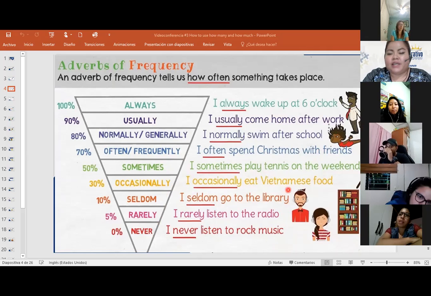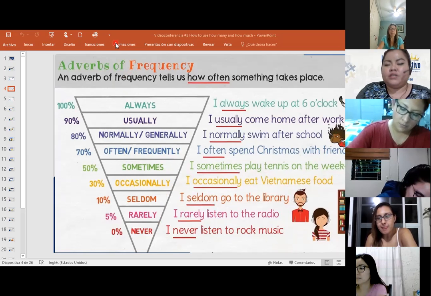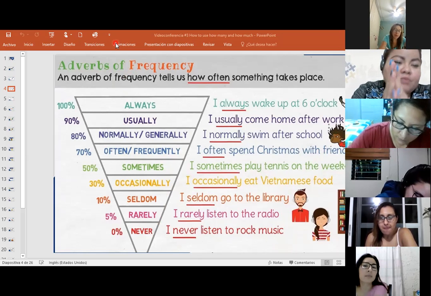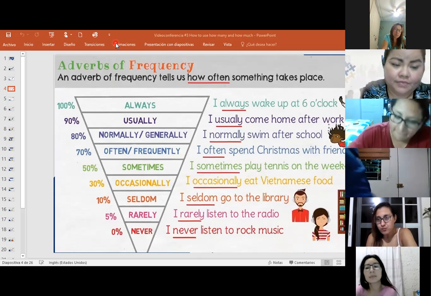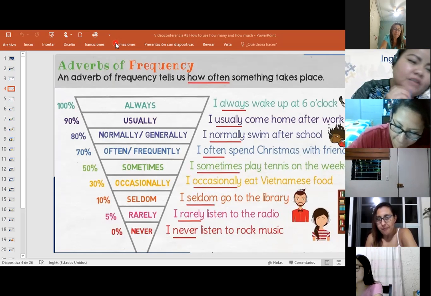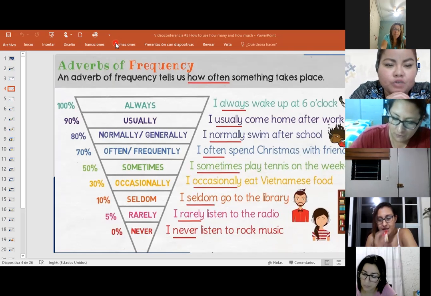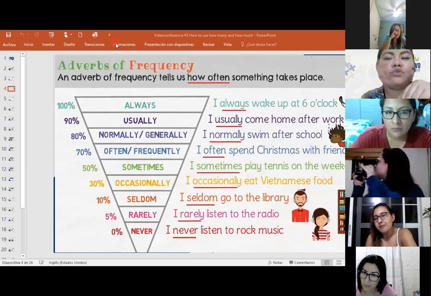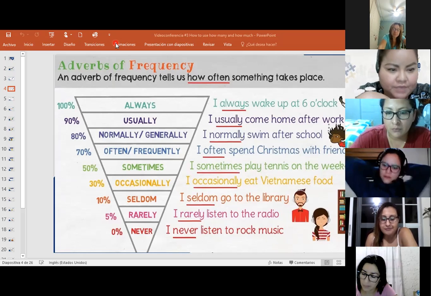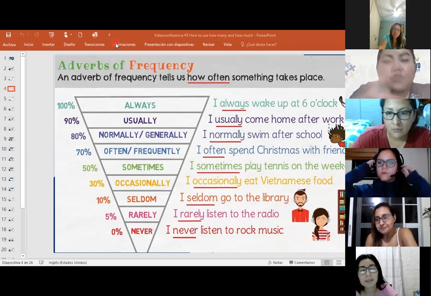Now, what are you going to do? Individually, you are going to write your own examples. De forma individual, vamos a ver si entendimos cómo utilizar cada uno de ellos. Vamos a escribir un ejemplo por cada adverbio de frecuencia. Now, it's a lot, son muchas, ¿verdad? Pero that's what we're gonna do. Because after that, we are going to share the sentences with our classmates. Luego de eso, vamos a compartir las oraciones con nuestros compañeros.